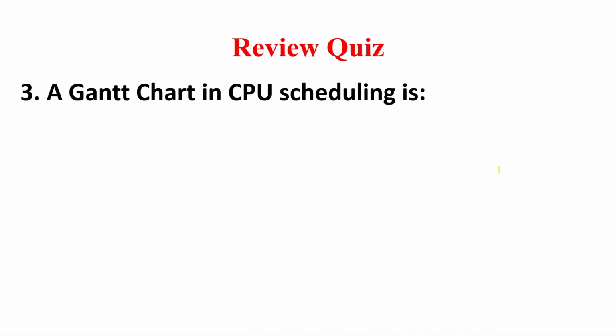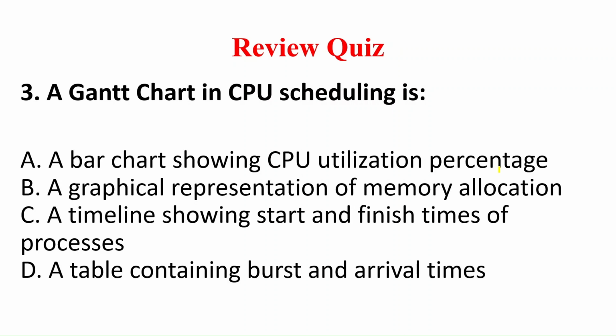Next question. A Gantt chart in CPU scheduling is: option A, a bar chart showing CPU utilization percentage. Option B, a graphical representation of memory allocation. Option C, a timeline showing start and finish times of processes. Option D, a table containing burst and arrival time. So the first option is about CPU utilization. In a Gantt chart, we are only related to scheduling. There is nothing related to utilization.